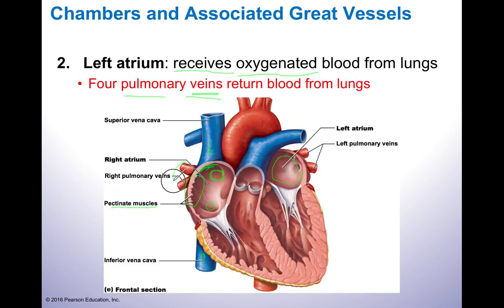There's a total of four veins. These two right here, coming from the right lung, are called the right pulmonary veins. And you have two coming from your left lung, called the left pulmonary veins. Don't assume that just because these blood vessels are shown here, they're emptying into the right atrium. They actually go behind the heart and empty into the space right here and right here.